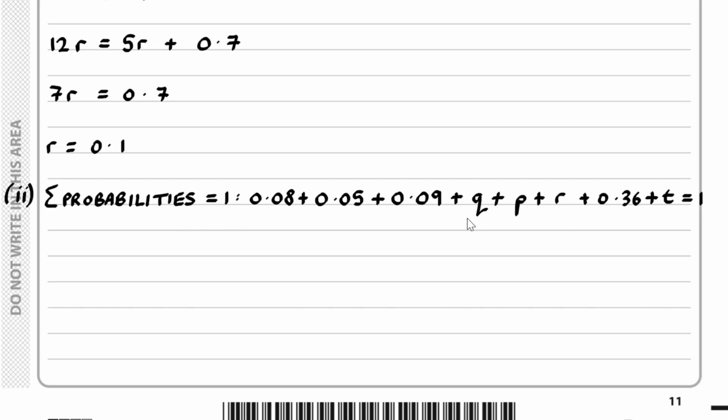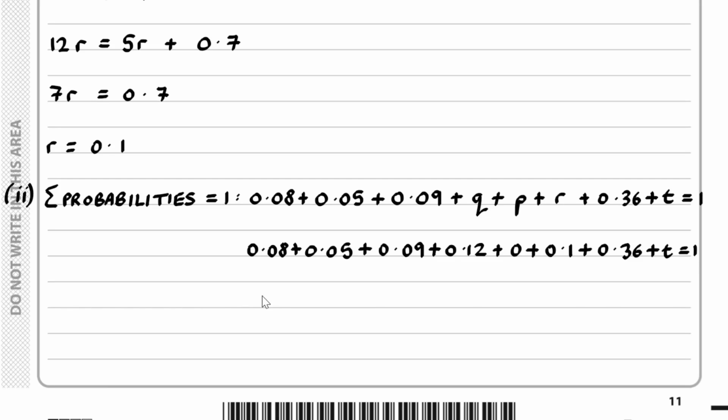So if we tidy all of this up, replacing Q, P and R with what we've found, we have 0.08 added to 0.05 plus 0.09 plus 0.12 for Q plus P, which is 0, plus R, which is 0.1 plus 0.36 plus T. This is all equal to 1. So we've got 0.8 plus T equals 1, from which we can conclude T is equal to 0.2.